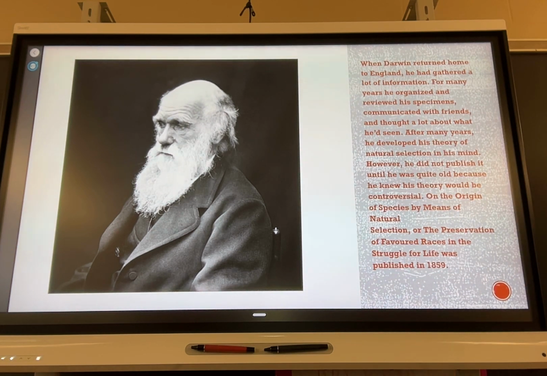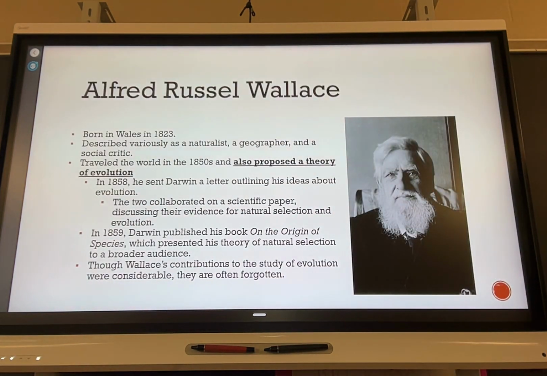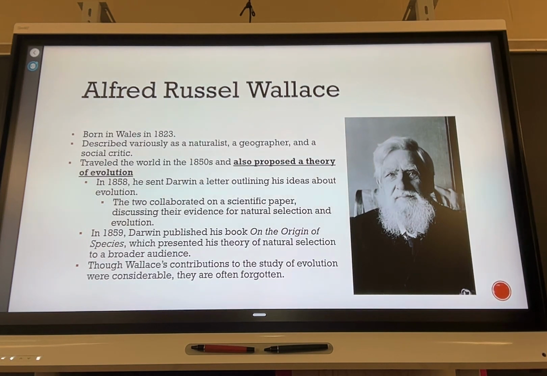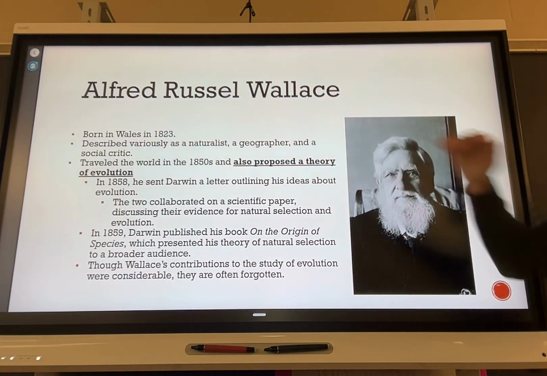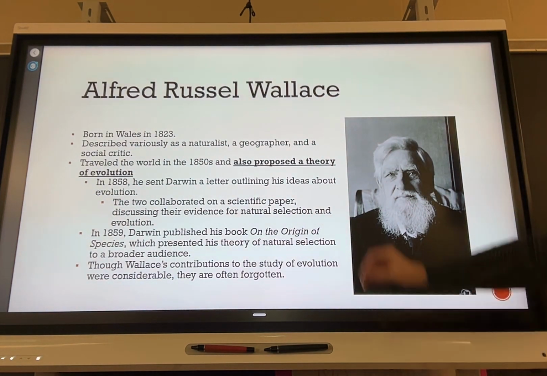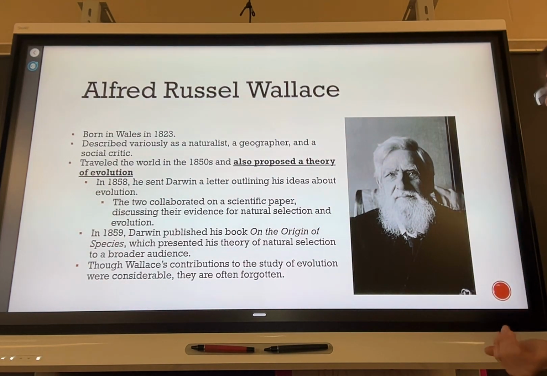Now, the reason that he did go through and didn't hold off his entire time waiting was because of a man named Alfred Russel Wallace. Wallace was another naturalist, another geographer, and he traveled the world in the 1850s, and he came up with his own idea of evolution through natural selection. So same idea that Darwin was about to publish, Wallace comes in, sends a letter to Darwin and says, hey, I have this idea. Can you look over it? Can we talk about it? And the two end up collaborating on a scientific paper about natural selection.